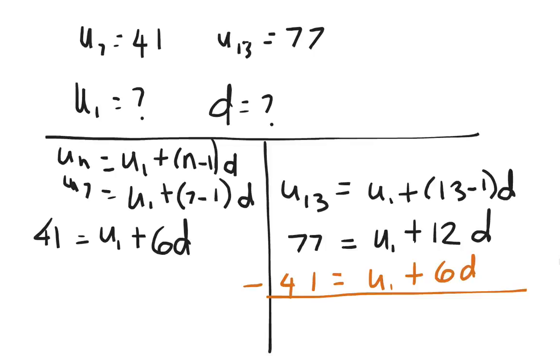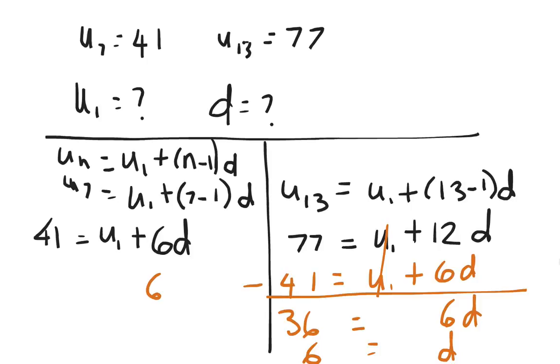Let's subtract everything. What do you get on the left? 36 equals 6d. So what's d equal to? Questions. So what do we do in order to figure out what U1 is? Oh, you plug that back in? Exactly. Plug it back into which one? Either one, doesn't matter. Which one looks easier? Alright, so the smaller one looks a little easier.